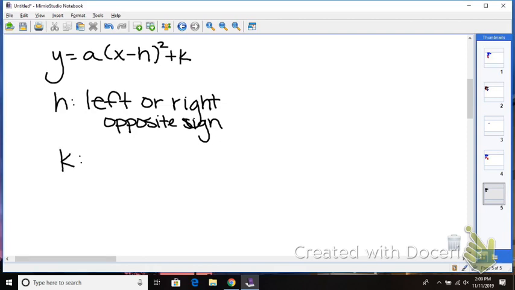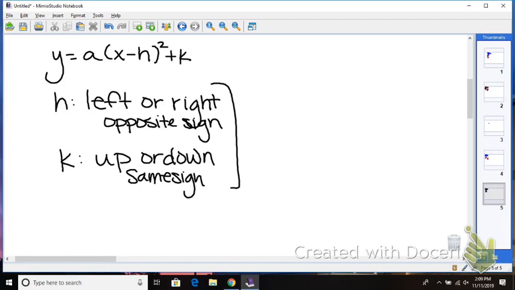If H tells you left or right, what does your gut tell you K is going to do? Up or down. Not flipping it up or down, just moving it up or down. This is going to tell you if you move your vertex up or down, and you look at the same sign. So if it's plus, it goes up, and if it's minus, it goes down. So this is all the shift of the vertex that started out at 0, 0.